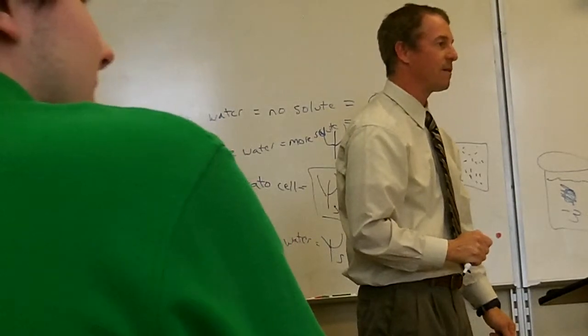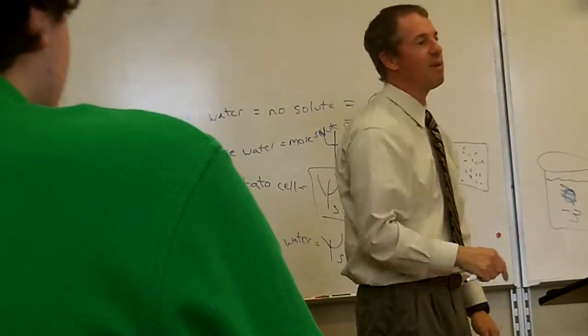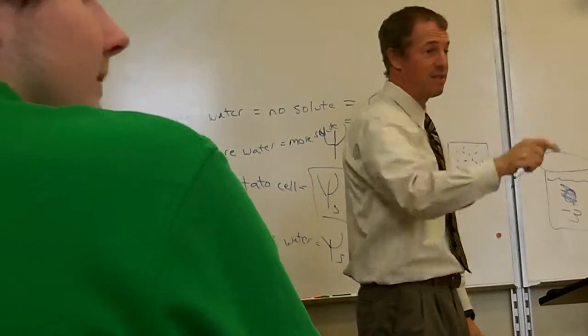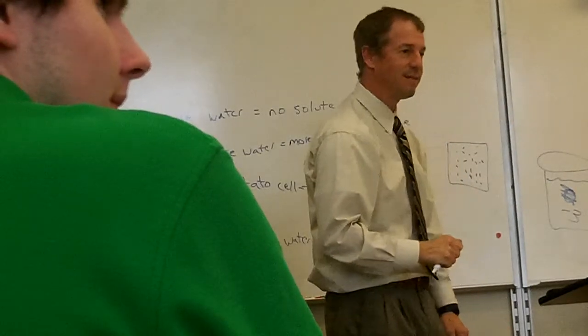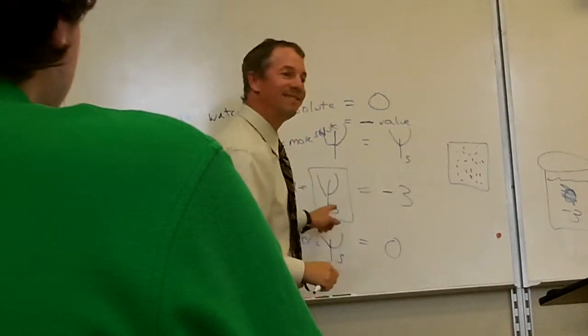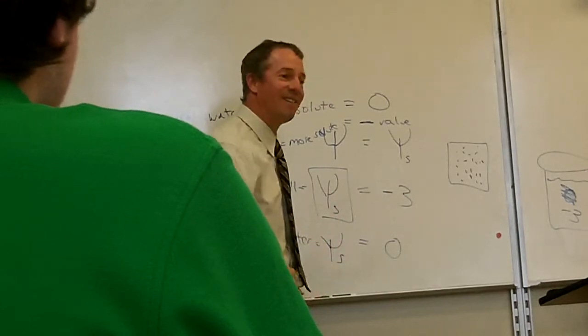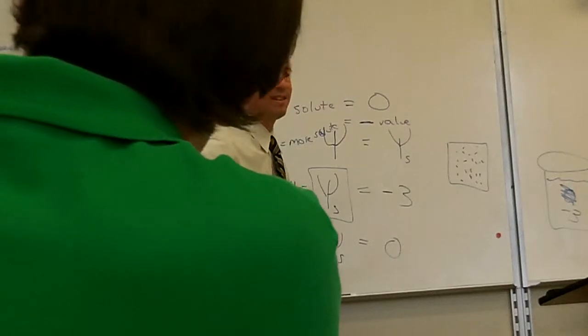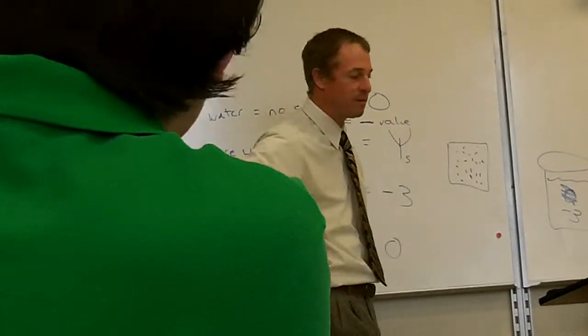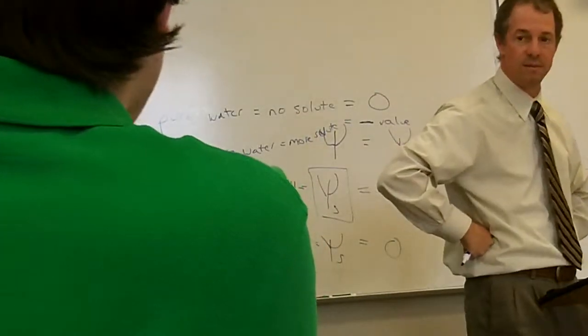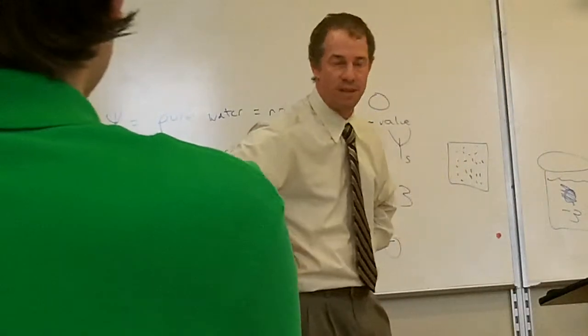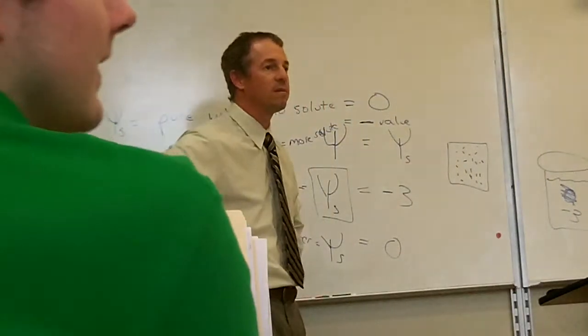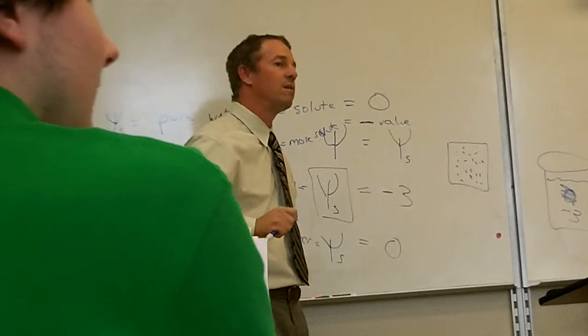Only pressure can be positive. So solute potential's never positive? That's right. It can only be 0 or negative. You can't get more pure than 0. Look at the formula: solute potential is -iCRT, and if you have an i of 0, the whole thing's 0. That's correct, multiply by 0, it's 0.